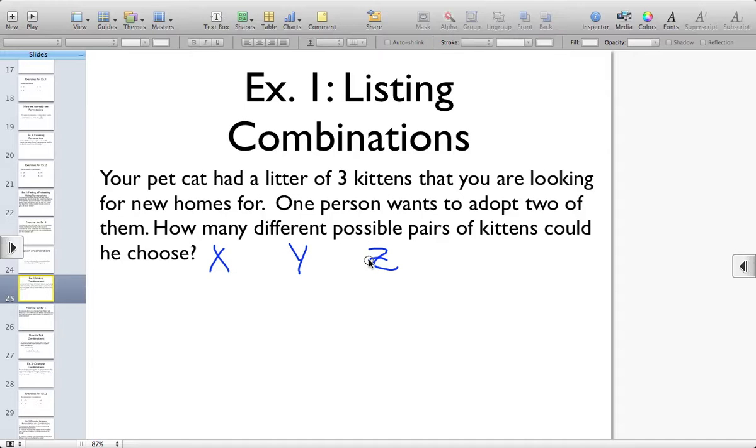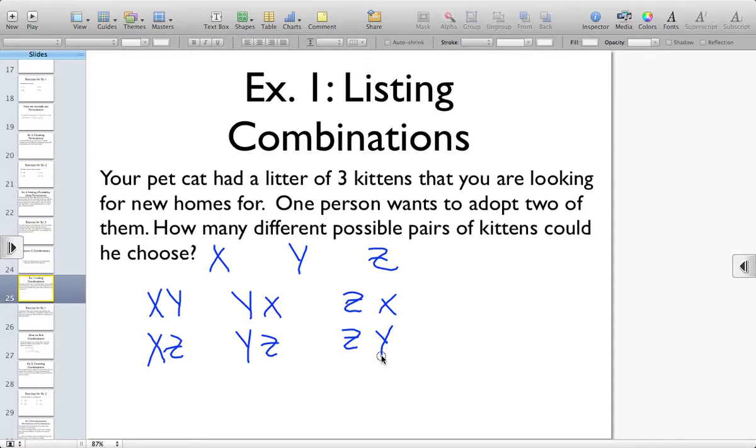Okay, so let's think of all the pairs of kittens we could have. You could take kitten X and kitten Y, kitten X and kitten Z. Or you could take kitten Y and kitten X, kitten Y and kitten Z. Or kitten Z and kitten X, kitten Z and kitten Y. So those are all the possible combinations if order isn't important. But notice that we have some duplicates.